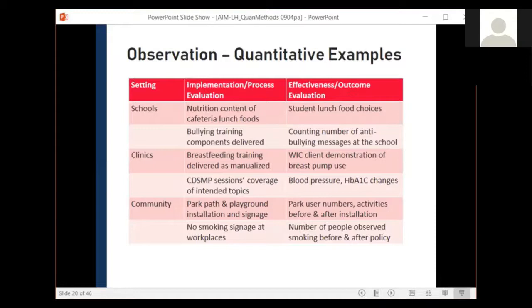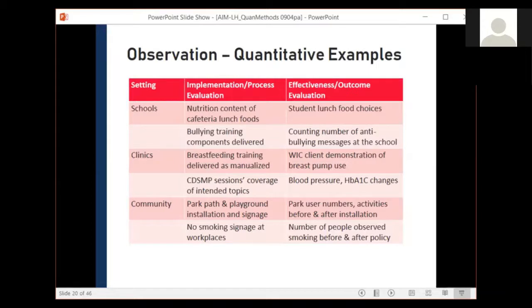It's a great tool because we can design our observations to directly address our evaluation questions. Observation can be qualitative or quantitative or both. This slide shows a few examples where observers use forms and checklists to record information numerically. And we use observation in both process and outcome evaluation.